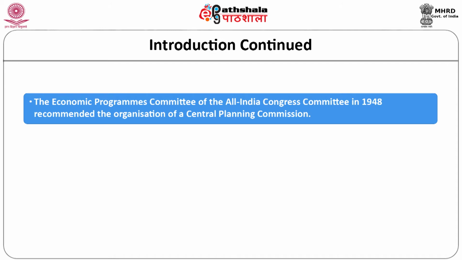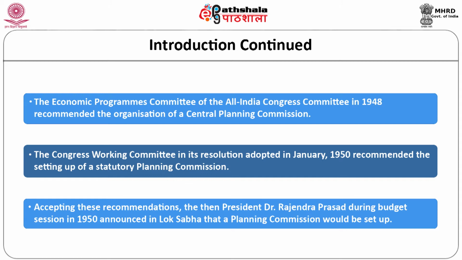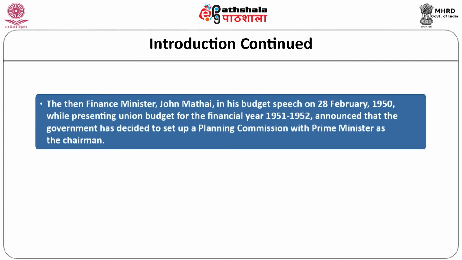The Economic Program Committee of the All India Congress Committee recommended in 1948 the creation of a Central Planning Organization. The Congress Working Committee recommended in January 1950 the creation of a Statutory Planning Commission. Accepting the recommendations, the then President Dr. Rajendra Prasad, during the budget session in 1950, announced in Lok Sabha that the Planning Commission would be set up.